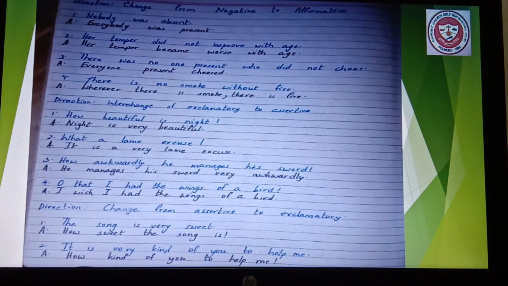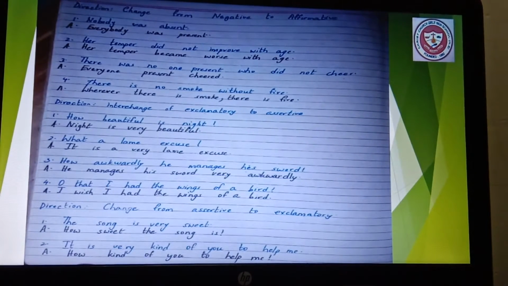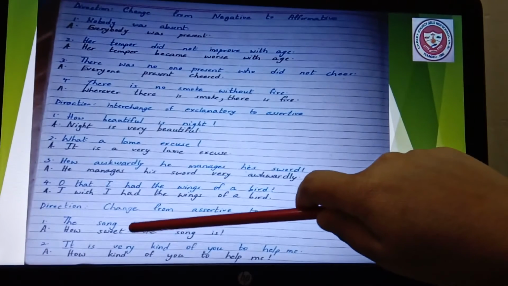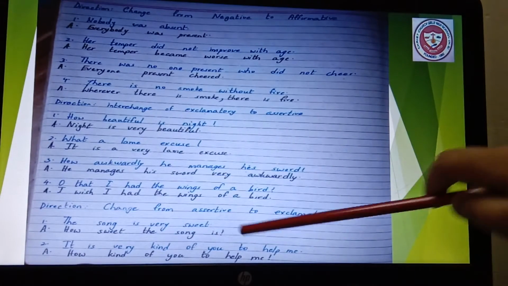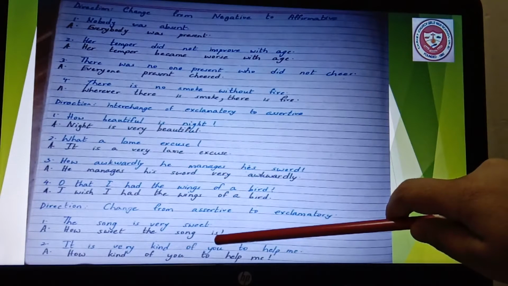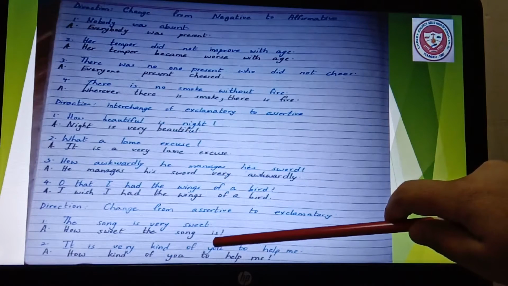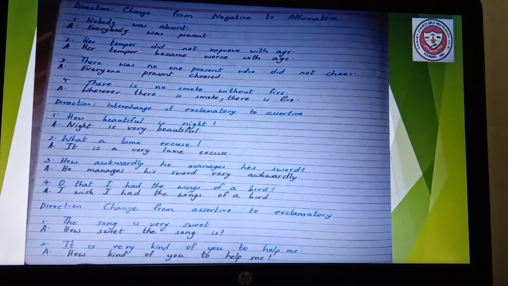Now change from assertive to exclamatory. The song is very sweet. From assertive to exclamatory, just the opposite. The song is very sweet. How sweet the song is, see? These are the various characteristics. It ends with the verb. How sweet the song is.